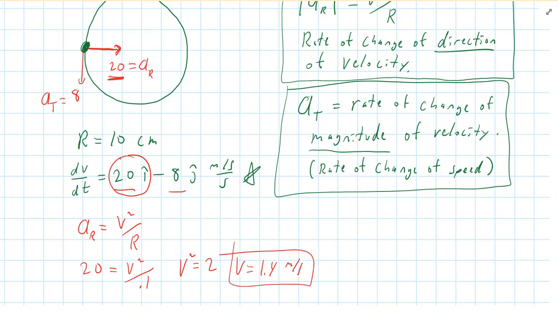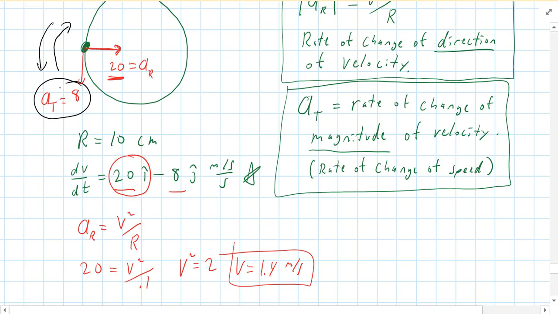Now, the last question I asked you was, is it speeding up or slowing down? Well, it turns out I haven't told you enough information to answer that question. If the object were moving clockwise, as I just drew, then it would be slowing down. However, if the object were going counterclockwise, then it would be speeding up. In other words, if your tangential acceleration is against the motion, you're slowing down. If your tangential acceleration is with the motion, then you're speeding up. So not only do you have to know the tangential acceleration direction, but you also have to know the direction of motion in order to answer that question.